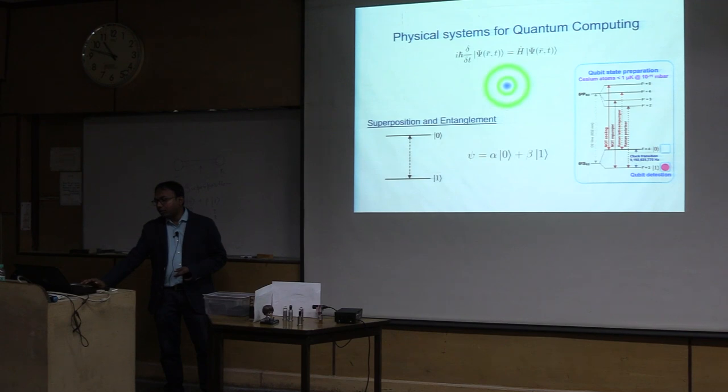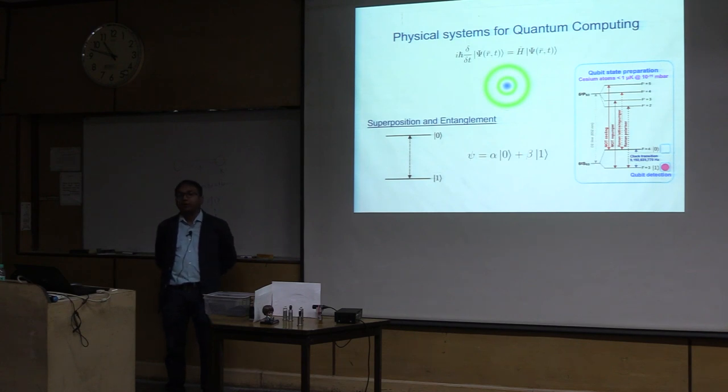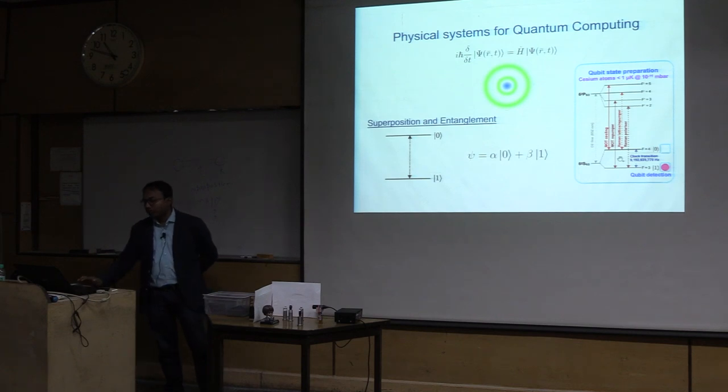That is why this transition here, F equals 3 to F equals 4, is a very well known and very well established one. And this exact same transition we are using for our qubits. These two states are going to be our qubits, right?